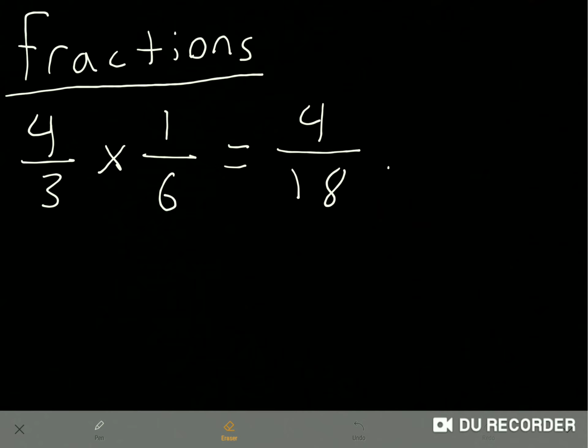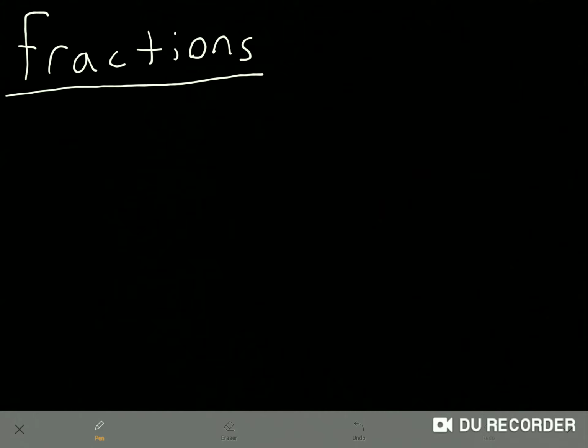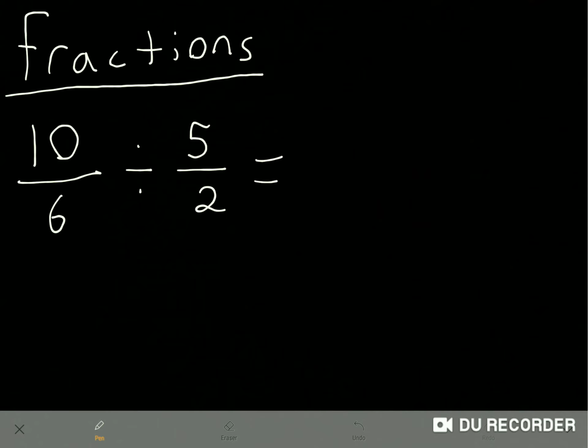Alrighty, let's try one more division example. Let's go with 10/6 divided by 5/2. Despite both of them being improper fractions, nothing really changes. We're going to do the same thing. So 10 divided by 5 will be 2. And 6 divided by 2 will be 3. And that's going to be our final answer because 2 and 3 don't share any common multiples other than 1. And that won't help us.